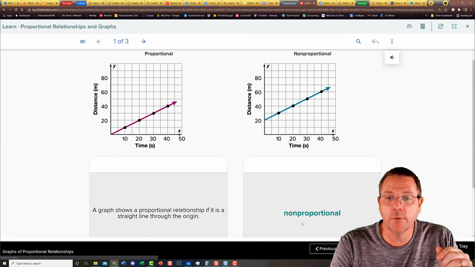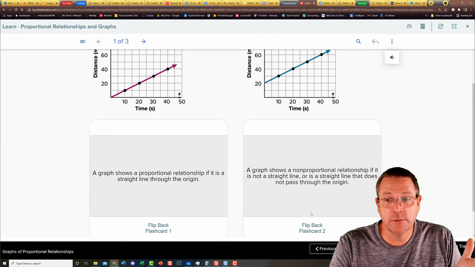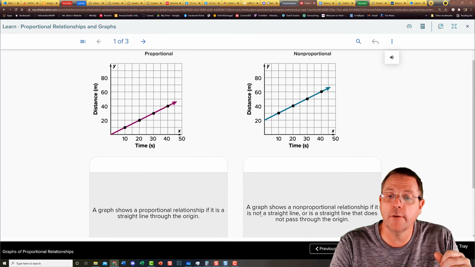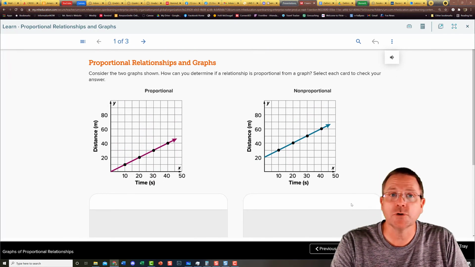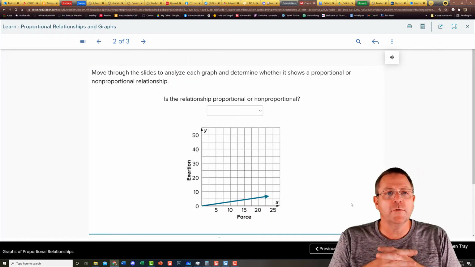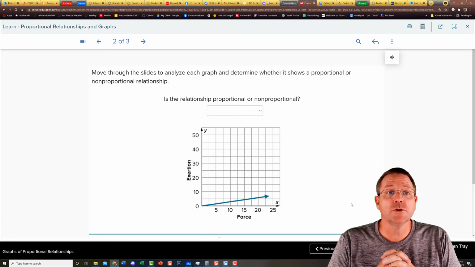That's going to be this one. The non-proportional graph is going to be the one that is still a straight line because it's a non-proportional linear graph. However, it does not pass through the origin, making it that one. So the left is proportional, the right is non-proportional. Move through the slides to analyze each graph and determine whether it shows a proportional or a non-proportional relationship. You pause the recording and do this part on your own.